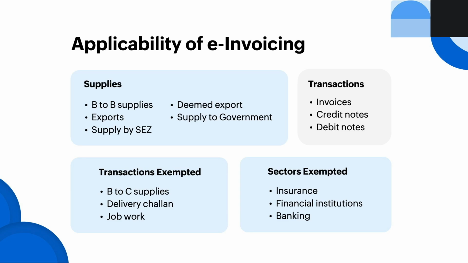The transactions that are exempted are the B2C supplies, delivery challans, and job work. B2C supplies are nothing but the invoices or credit notes raised for your customers who are unregistered businesses. The sectors which are exempted from e-invoicing include insurance, financial institutions, and banking.